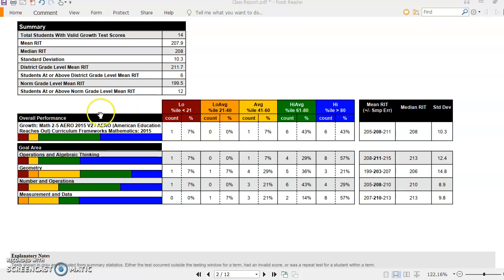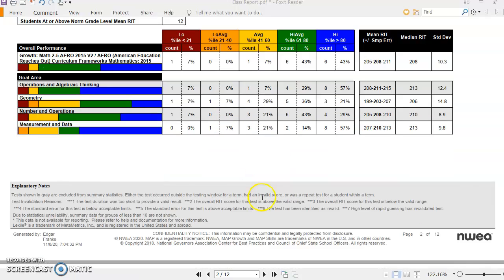Now within each grade level there is a goal area. There are goal areas, and math has 4 goal areas: operations and algebraic thinking, geometry, number and operations, and measurement and data. And then it breaks it down into the categories. So it tells me how many students scored low, how many scored low average in these goal areas.